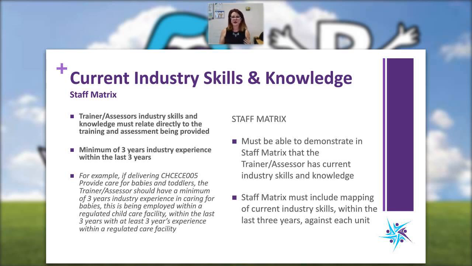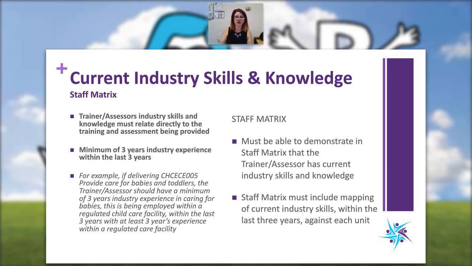So for example, if a trainer who is delivering Certificate 3 in early childhood care, and it might be a unit that they're delivering is provide care for babies and toddlers, that trainer or assessor should have current industry experience within the last 3 and a minimum of 3 years. So they can't have worked in a childcare centre for 2 years, and that would be sufficient. It should be a minimum of 3 years of working in a childcare centre or a regulated care facility. So it could be family daycare or a childcare facility.